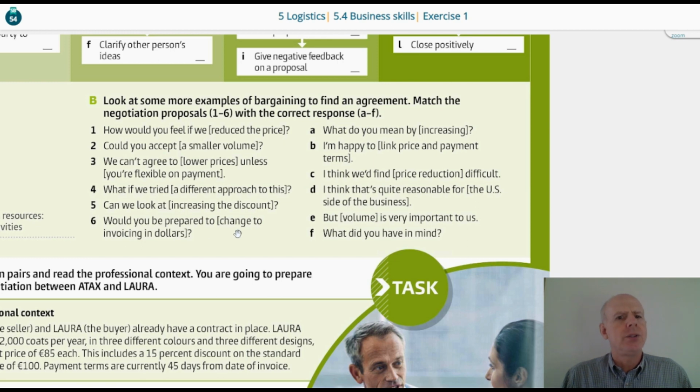Would you be prepared to change the invoicing in dollars? I think that's quite reasonable for the US side of the business. You see, easy, direct, very nice. So remember and try to use these structures if you want something different, and if you want clarification, or if you accept, or if you're not happy with that, you can say the meeting is for that.